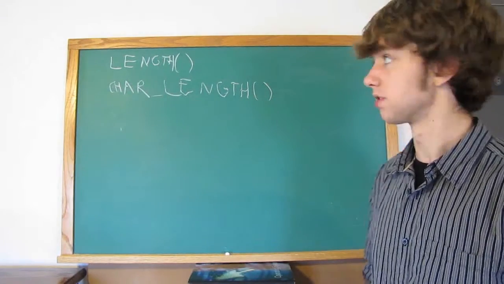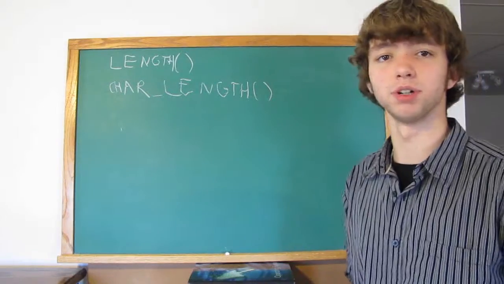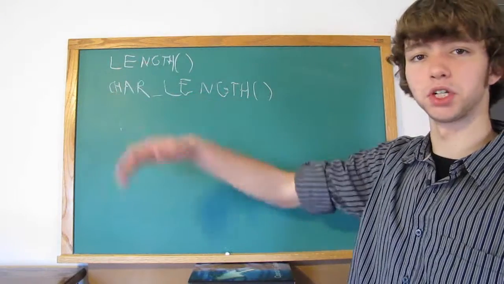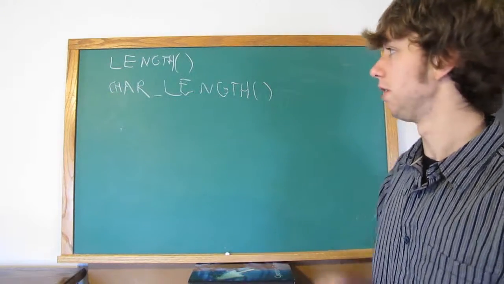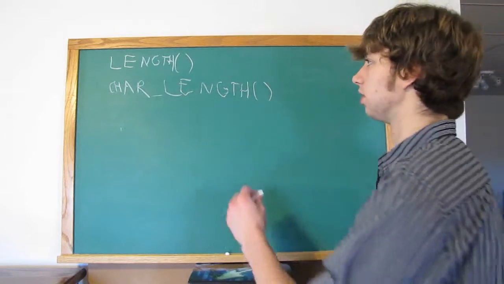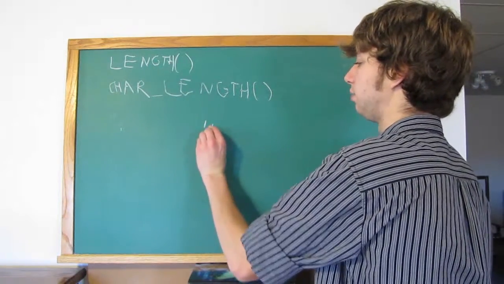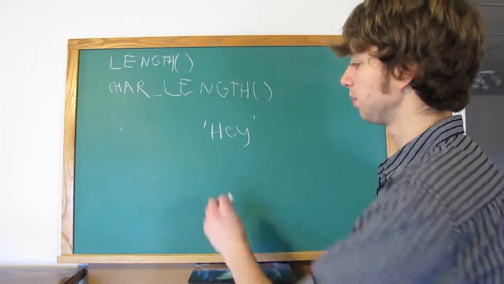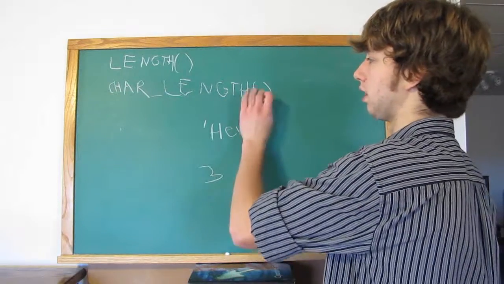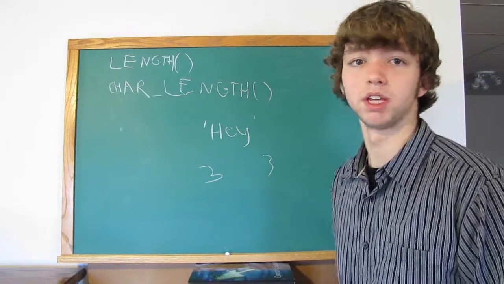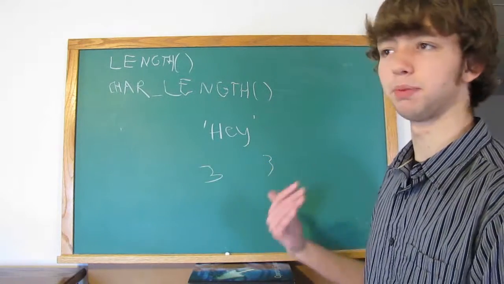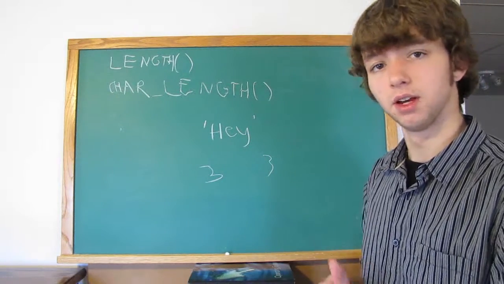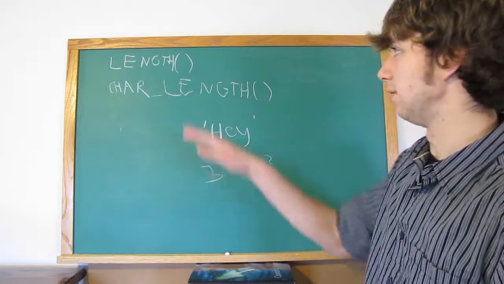Here are 2 common functions, length and char length. They're very similar, but they're kind of different. Basically, length will tell you how many bytes are in your word, and char length will tell you how many characters. For example, if I put "hey" within these parentheses, I'm going to get the response probably 3, and if I put it up here, I'm probably going to get 3 also, because these are probably 1 byte characters. It depends on your character set and a bunch of other stuff. But if I use a less common character, it may count for 2 bytes.